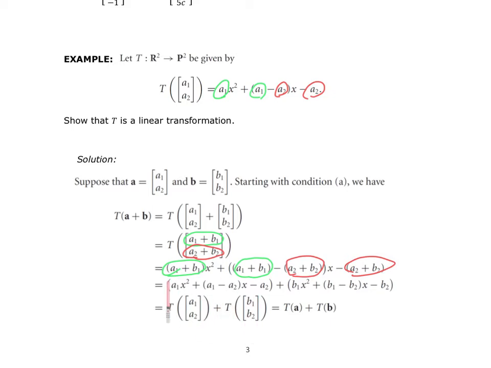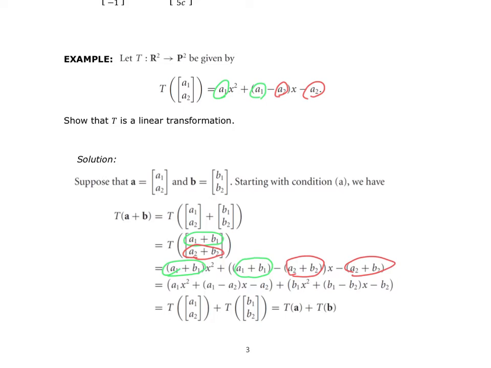Now, if we reorder it by putting all the a sub 1s and a sub 2s together and all the b sub 1s and the b sub 2s together, doing the usual distributions and combining like terms, you can see by the way that we defined my linear transformation, a1x squared plus a1 minus a2 times x, and then subtracting a2. Here is the transformation on a, and here is the transformation on b. So we have shown that we can add them first together, or we could have done the transformation individually first, and I would have gotten the same answer.